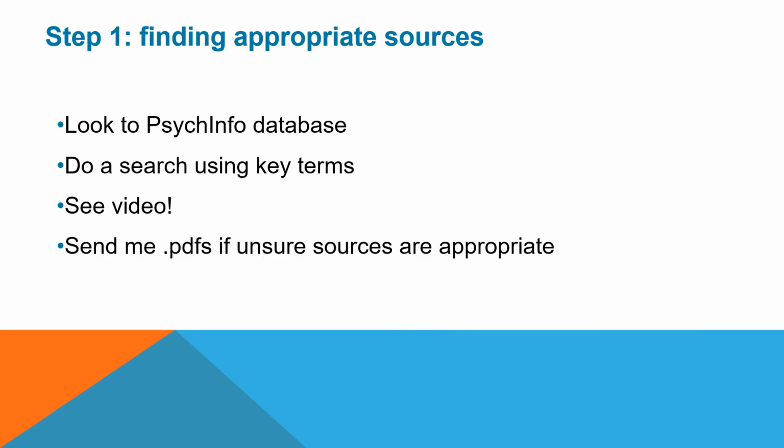I would also say, once you've found sources, if you don't know if they're going to work or not, you can always send me a PDF of your source if you don't know if it's going to work for your project. This is very important. A link to the search will not work. If you send me an EBSCO link, I won't be able to follow it through because of the way the database works. You would have to send me an actual PDF of the article that you found for me to be able to look at it.